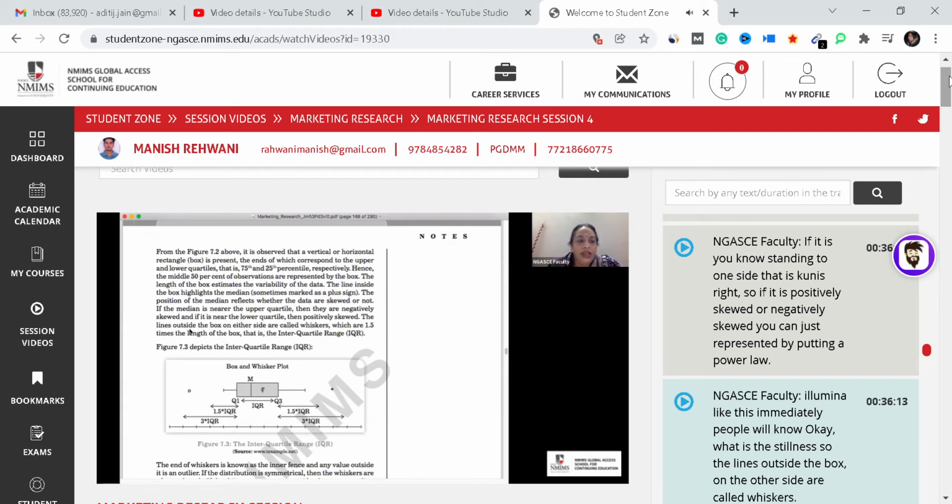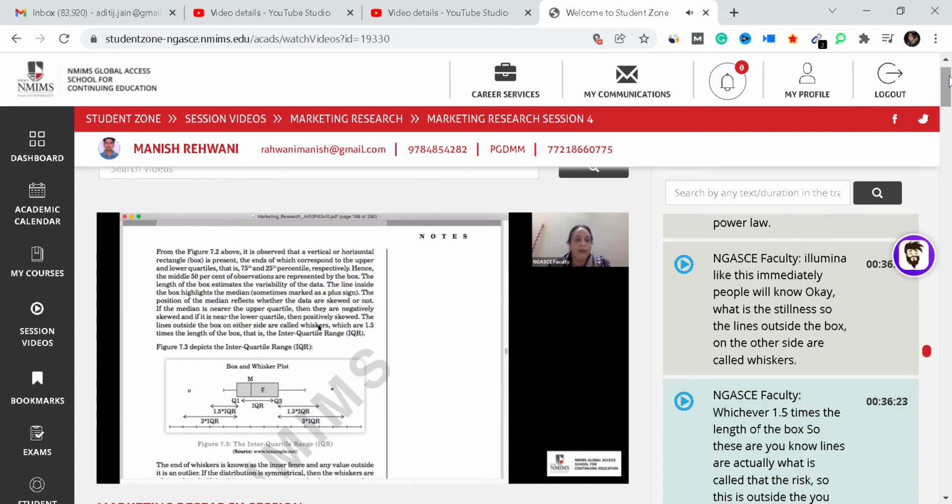The lines outside the box on the other side are called whiskers, which are 1.5 times the length of the box. So these lines are what is called the whisker. This is outside the box. So this is called the whiskers.